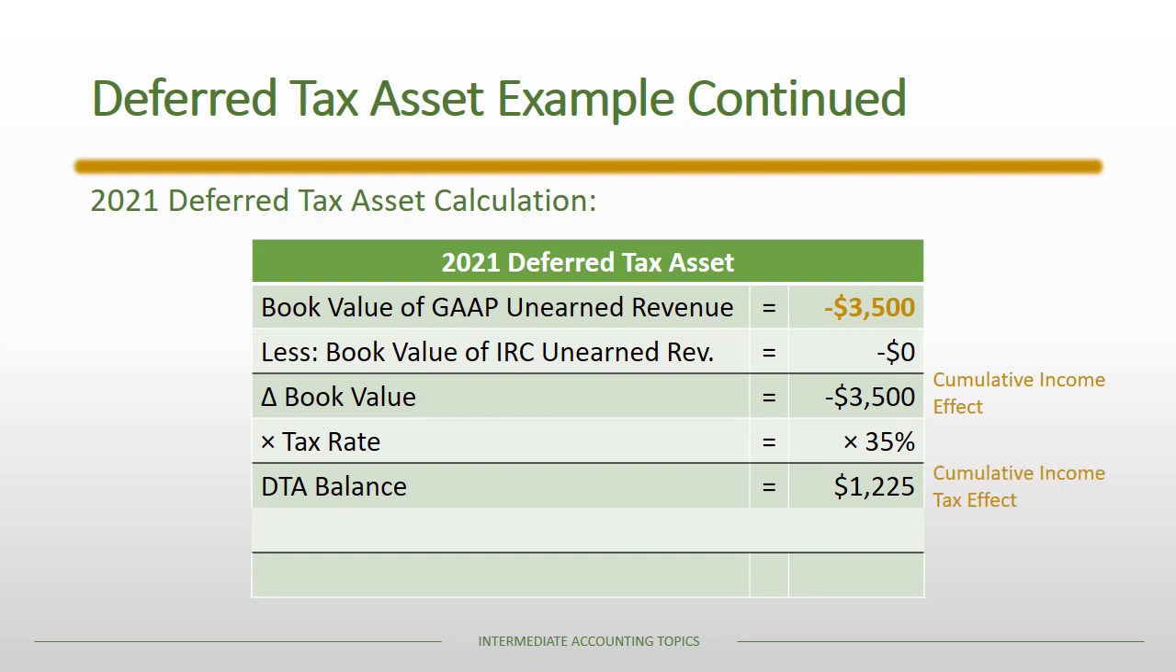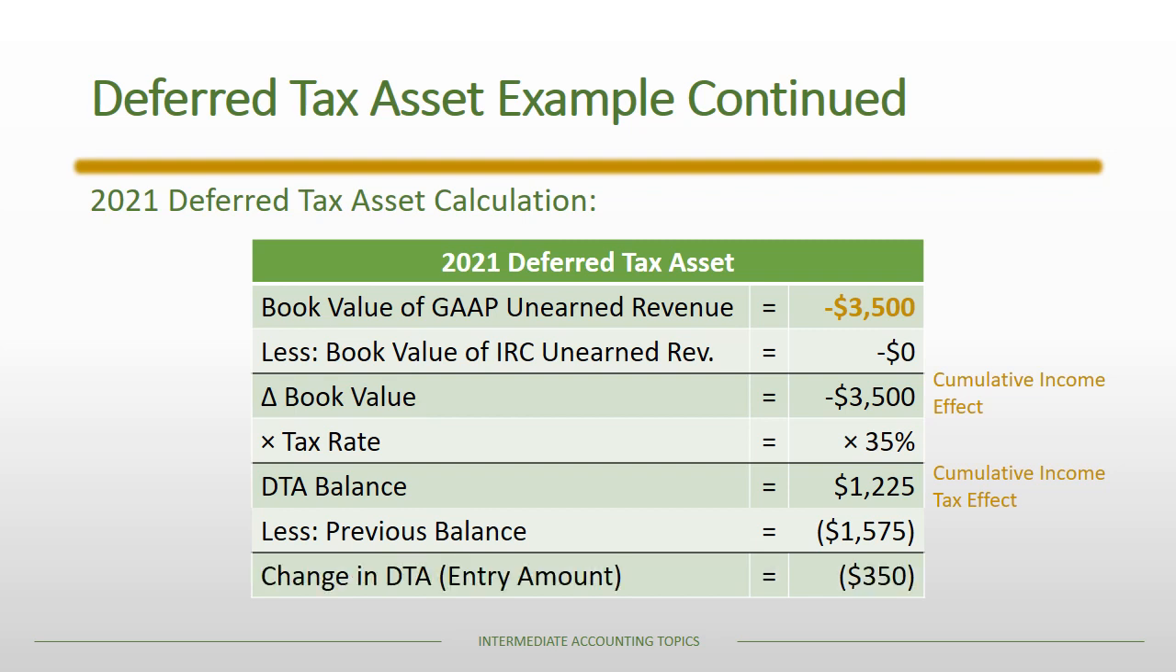Again, this is the cumulative income tax effect. We subtract the previous balance, which was $1,575, and that gives us the change in the deferred tax asset. It is smaller. It's reduced by $350, and that is the current income tax effect.